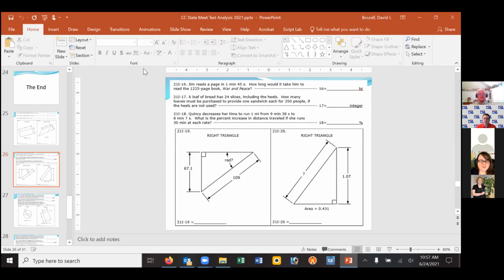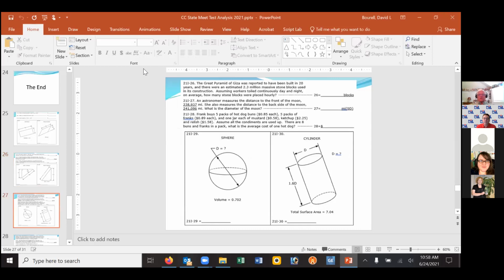But basically, just taking the ratio of those times and making sure it's either greater than 1 or less than 1, as the case of the distance, knowing that the faster runner travels further. It seemed like a fairly straightforward problem. Maybe the percent increase may cause some people some difficulty, but at any rate, that's that problem.